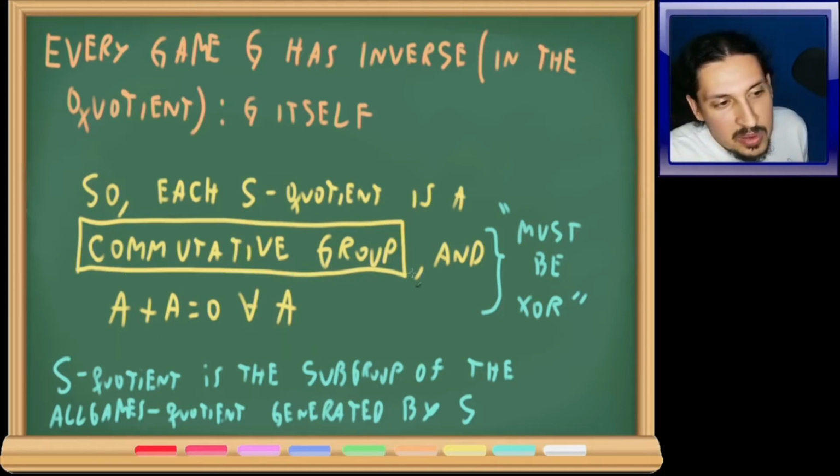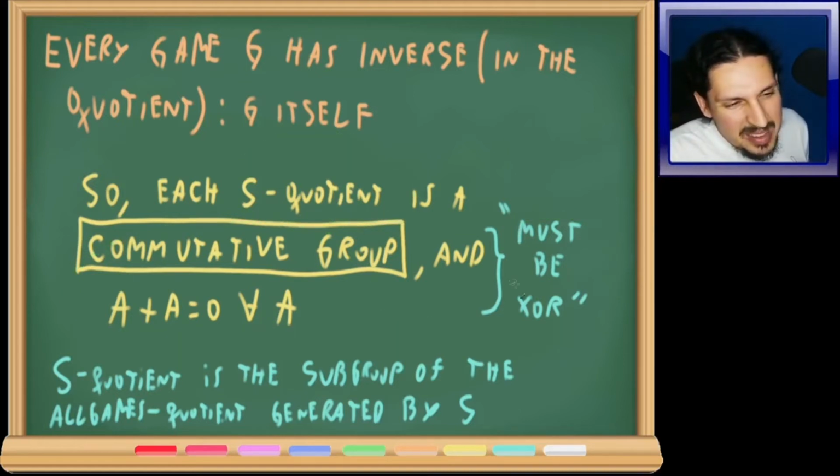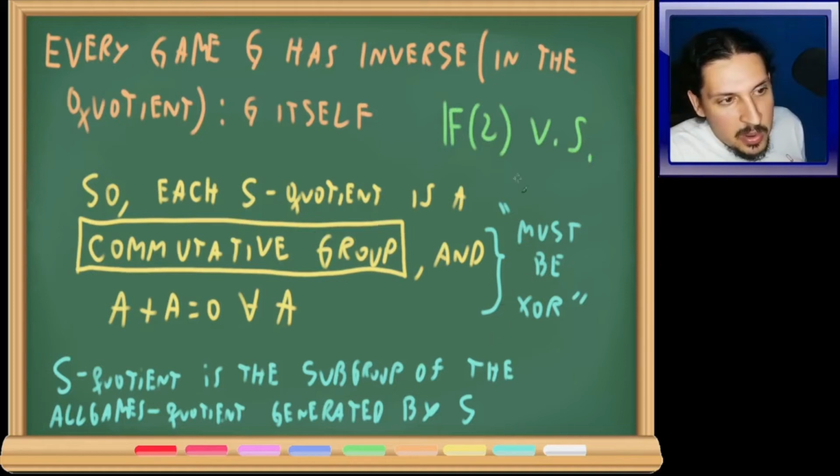And for those of you who know some facts about math, this immediately implies that the S quotient must be the XOR operation in disguise, because the XOR is basically the only operation having this property. Basically because this is the same as saying that the quotient has to be an F2 vector space, and an F2 vector space is XOR. It's just that.